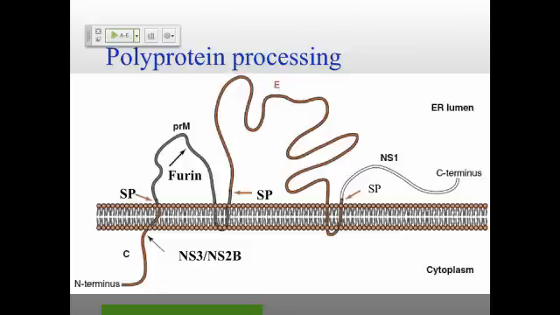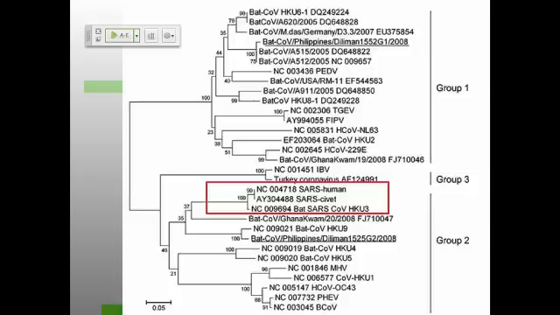So the protease and the polymerase. So NS3 and NS5. Questions on the flaviviruses? Yeah? Back to one more slide.